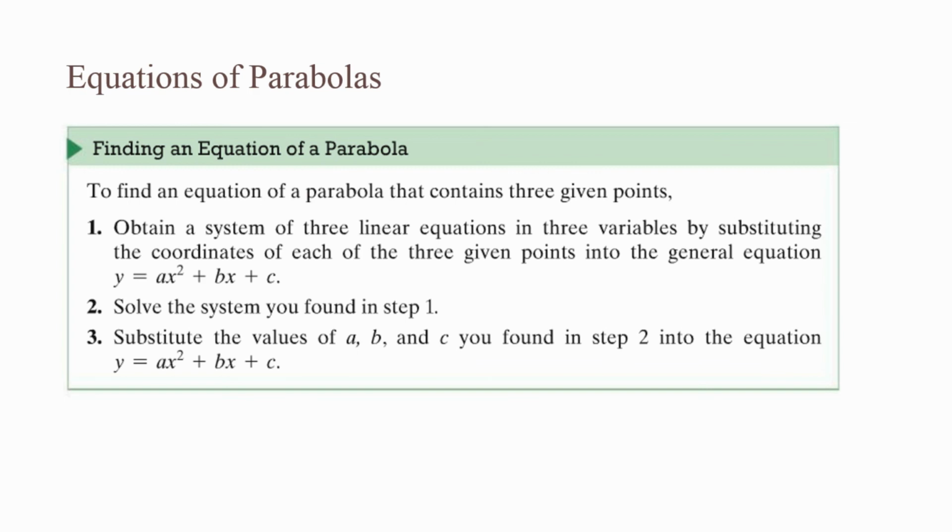Equation of parabolas. To find an equation of a parabola that contains three given points: 1. Obtain a system of three linear equations in three variables by substituting the coordinates for each of the three given points into the general equation y equals ax squared plus bx plus c. 2. Solve the system you found in step 1. 3. Substitute the values of a, b, and c you found in step 2 into the equation y equals ax squared plus bx plus c.